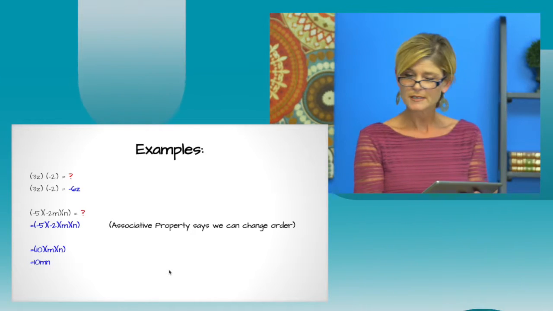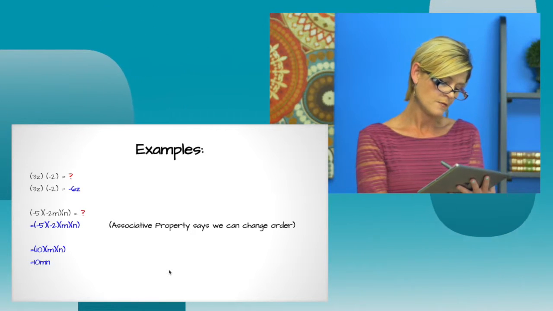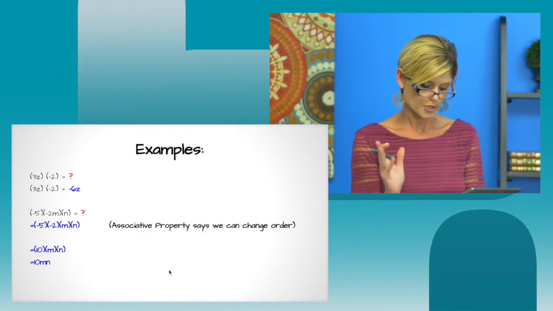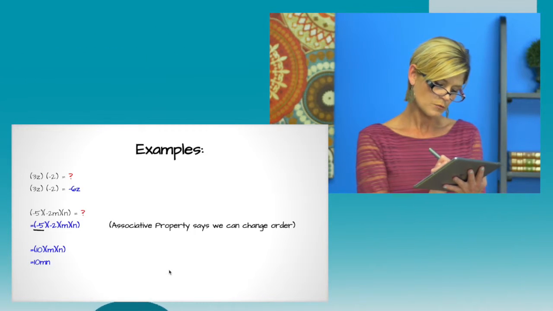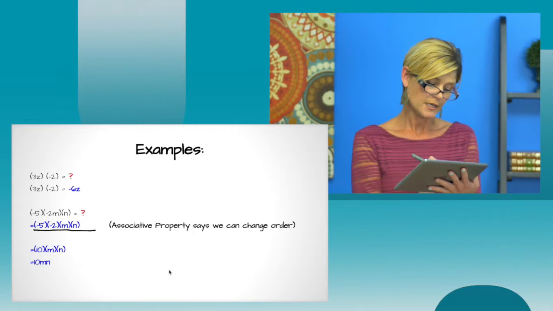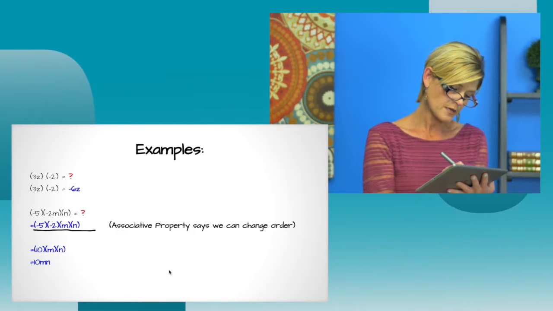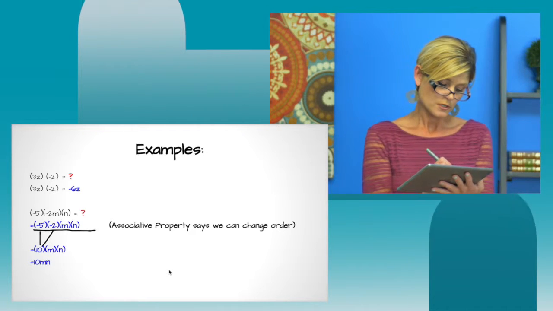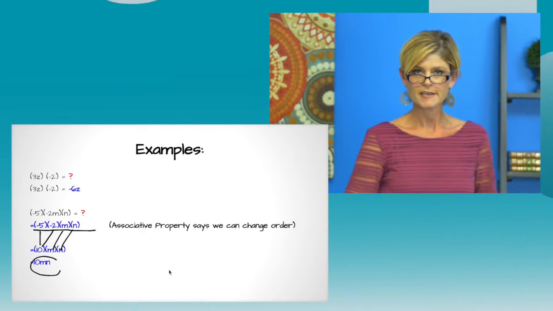The next one looks like it's more complicated, but it's actually not. You've got negative 5 times negative 2m times negative n. Now remember, the associative property tells us that we can change the order. And so what I've done here is I've broken each one of these numbers and variables out. I've now got negative 5 times negative 2 times m times n. And I just have to multiply. So negative 5 times negative 2, remember, 2 negatives equals a positive, positive 10, m, n, and my answer is 10mn. That pretty much does it for multiplying integers.